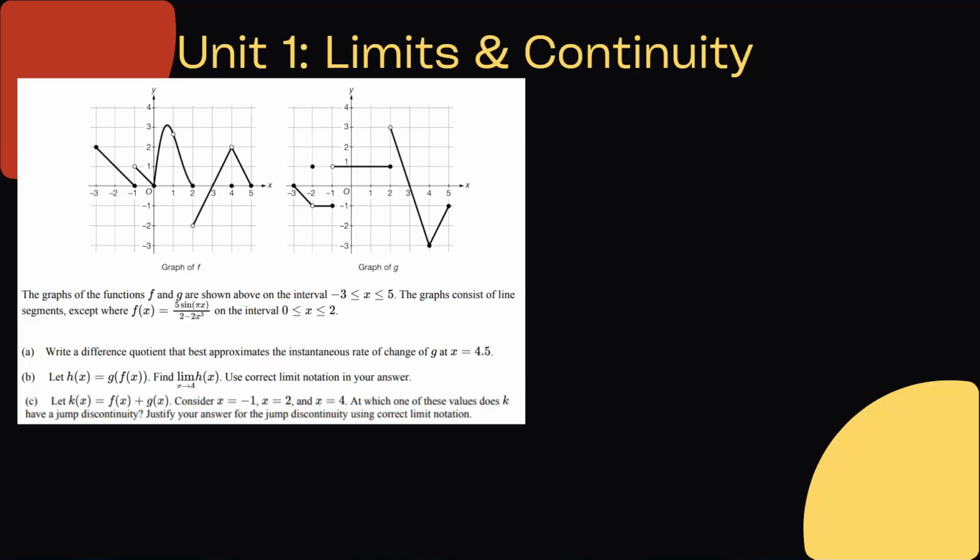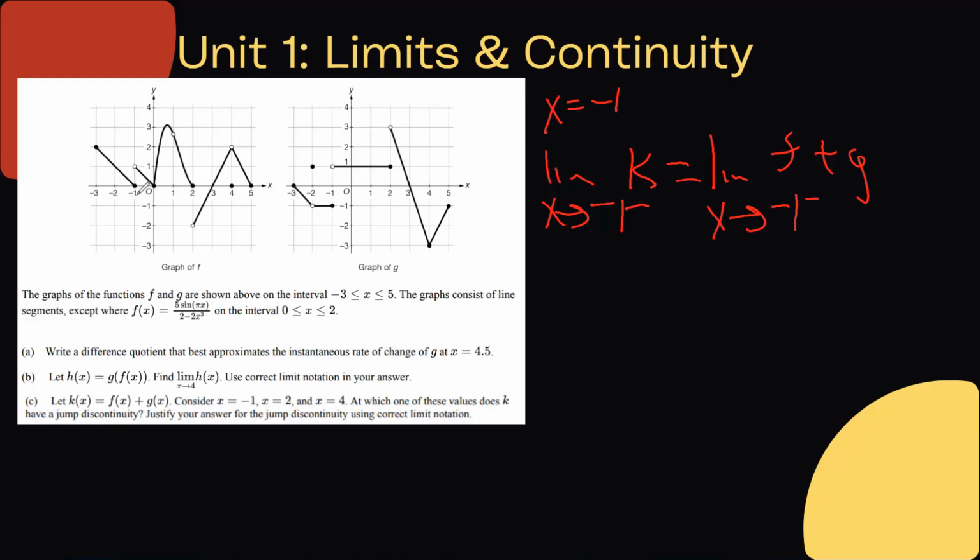Let's first start with x equals -1. You are going to have a jump discontinuity here. If you take the limit as x approaches -1 of k of x, that's going to be the limit as x approaches -1 of f plus g. So the limit as x approaches -1 of f from the left is 0, and g as x approaches -1 is -1. So that's going to be 0 plus -1, which is -1.